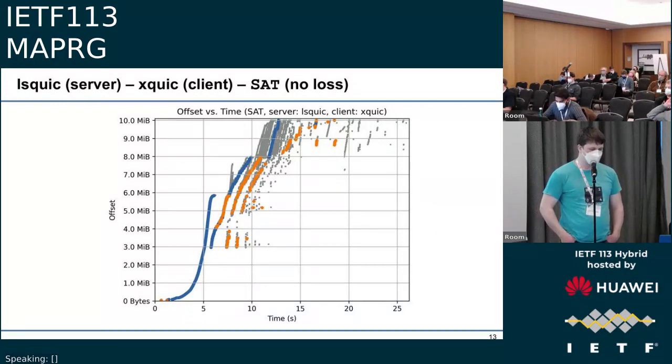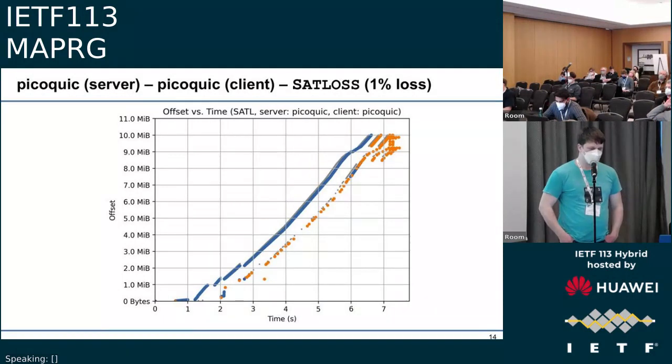On the next slide, we have an example of the SAT loss scenario, and this is actually an example which works very well. We have PicoQuic both as client and server. We have a very quick ramp up. We have the retransmissions due to the packet loss, and we have speculative retransmissions at the end, which is probably very helpful for such high latency links.